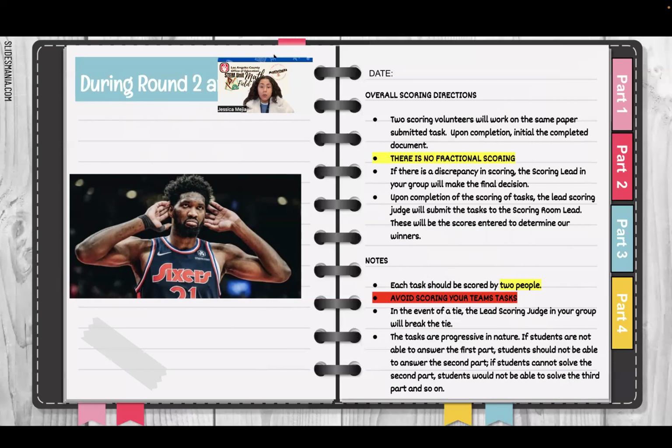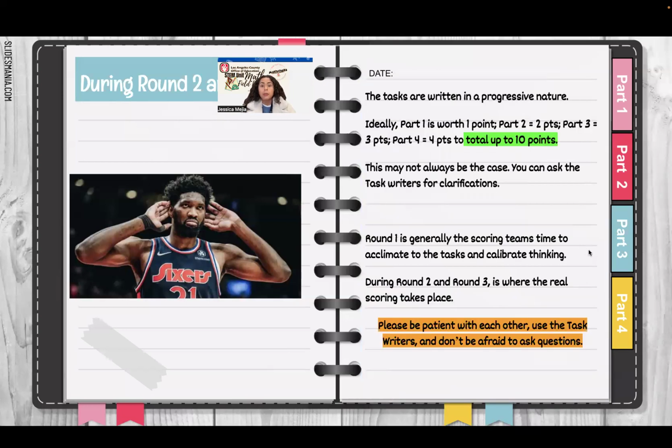So again, just to recap quick notes, each task should be scored by at least 2 people. Try to avoid scoring your own teams. In the event of a tie, the lead scoring judge in your group will break the tie. And again, the tasks are progressive. So the number of points will build on itself based on which part students are working on. And so the total number of points for a task should be 10 points.